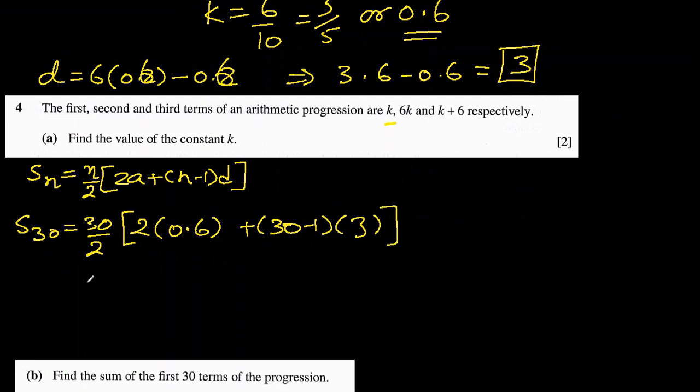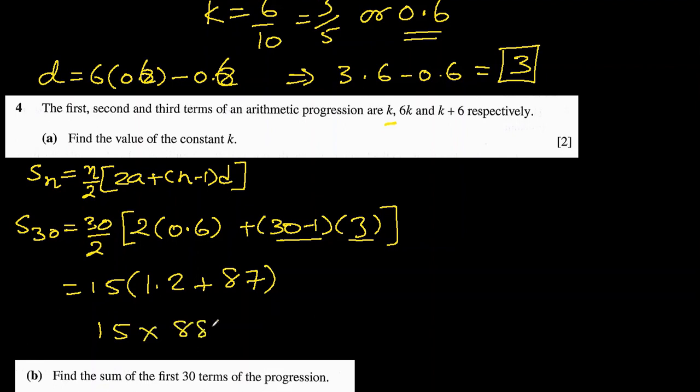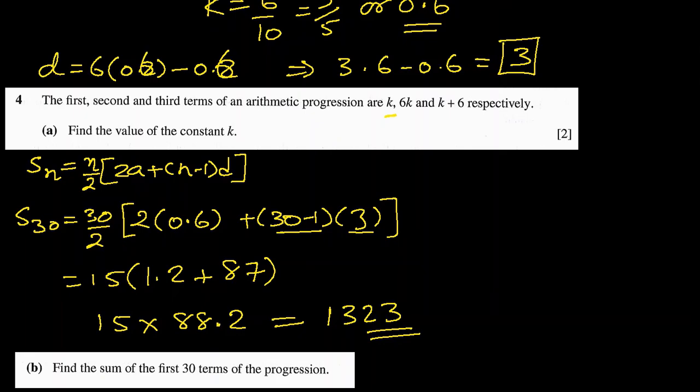So 30 divided by 2 is 15. 2 times 0.6 is 1.2. 29 times 3 is 87. So we get 15 times 88.2, which is 1300. Okay, looks like a decimal here. 1323. That is the sum of first 30 terms. Let's go to the next one.